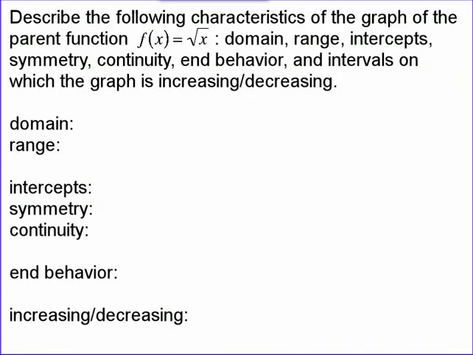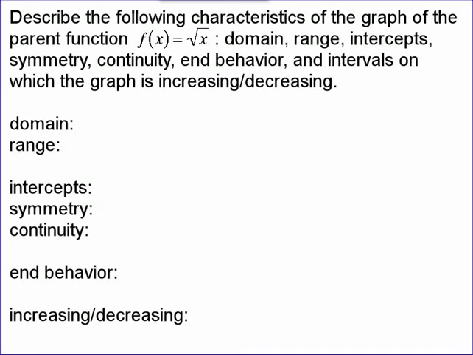Pretty good. Okay, so let's go ahead and look at this. It says describe the following characteristics of the graph of the parent function f of x equals root x. This is what they want you to do: domain, range, intercept, symmetry, continuity, and behavior in intervals on which the graph is increasing or decreasing. So first thing we're going to do is graph that function, square root of x. And all we're going to do is go through these individually. It sounds a lot worse than it actually is.